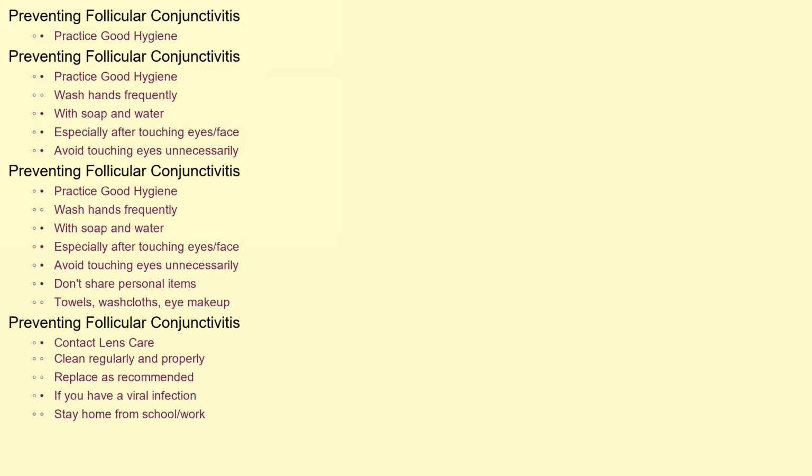The best way to prevent follicular conjunctivitis is to practice good hygiene. Wash your hands frequently with soap and water, especially after touching your eyes or face. Avoid touching your eyes unnecessarily and don't share towels, washcloths, or eye makeup with others. If you wear contact lenses, clean them regularly and properly, and replace them as recommended by your eye doctor. If you have a viral infection, stay home from school or work to prevent spreading the infection to others.